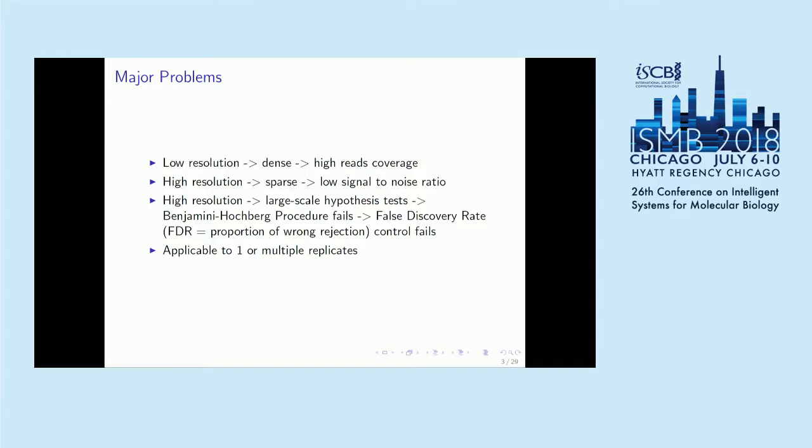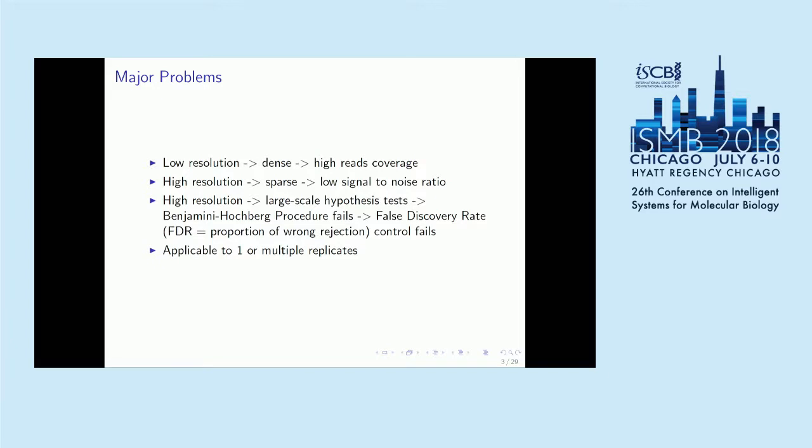So when we use the Benjamini-Hochberg procedure to control the FDR, it may fail, because the most important assumption for the Benjamini-Hochberg procedure is that all the hypotheses are independent. For large scale hypotheses, and especially for Hi-C because of spatial dependency, such an assumption will not hold. So eventually, the false discovery rate cannot be controlled. False discovery rate here is the ratio of wrong rejections among all the rejections.